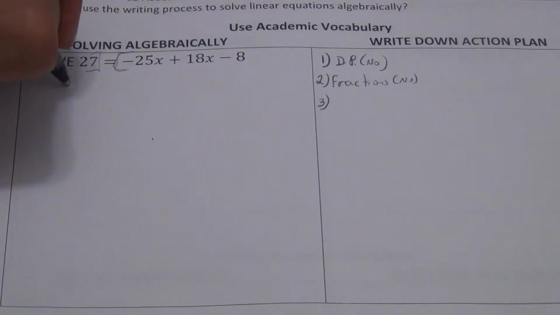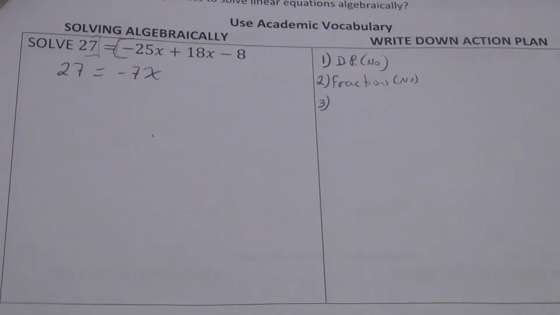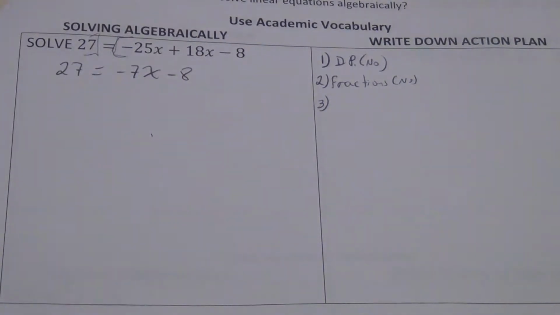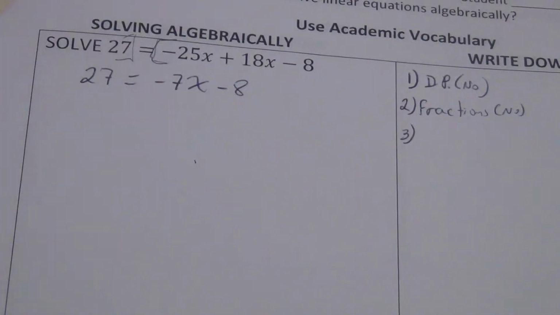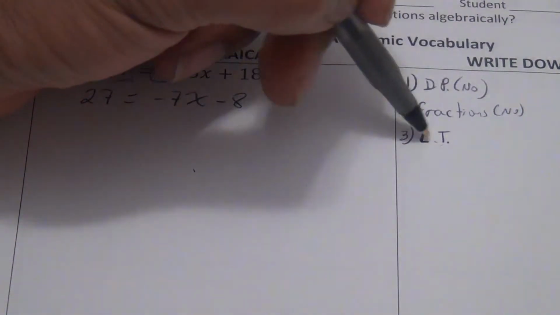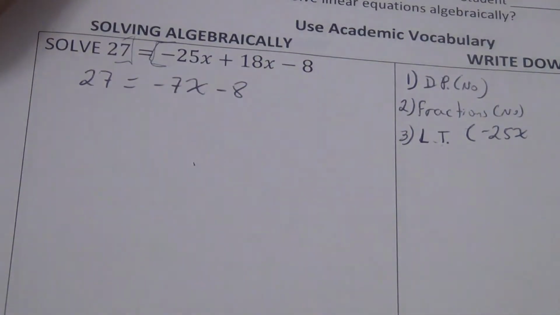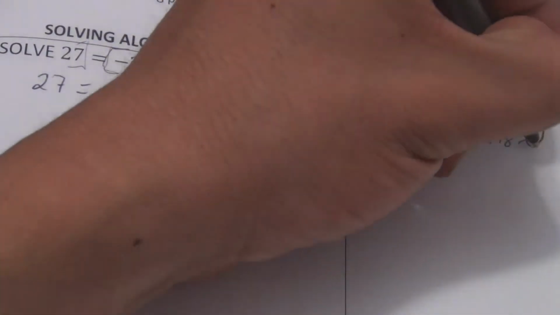Okay, so I write down 27 equals negative 7x minus 8. So far so good? Okay then. So, like terms: I did have like terms. You have to write like terms. And what were the like terms? The like terms were negative 25x and 18x. Okay, those were the like terms. So we're good with that.